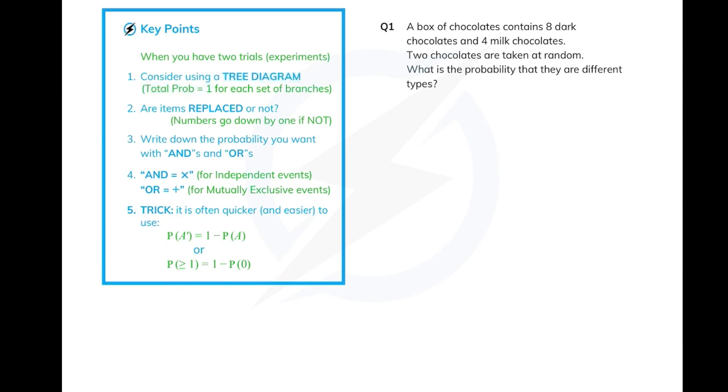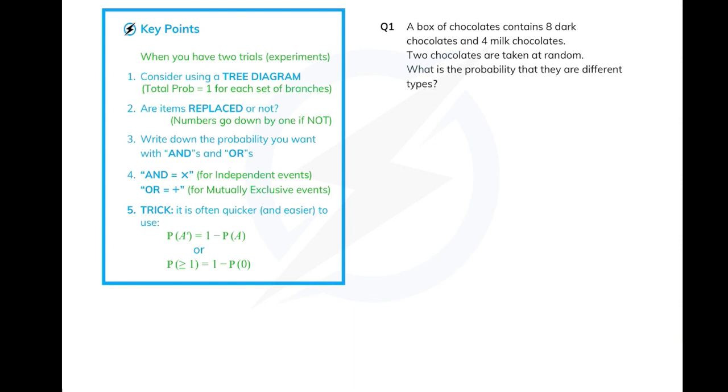You're going to need to make a decision if two things are happening and it involves picking things out of a bag or a hat or a chocolate box or something. You need to decide whether the items are replaced. So is the first thing replaced before the second thing gets taken out? And if they're not replaced, remember that the numbers, particularly on the bottom of the fractions, go down by 1. We'll have a look at one of those in a minute.